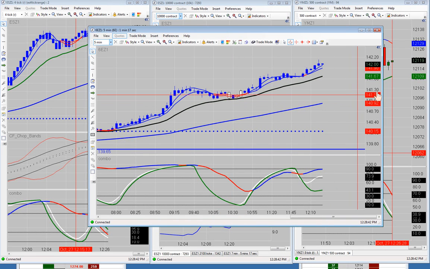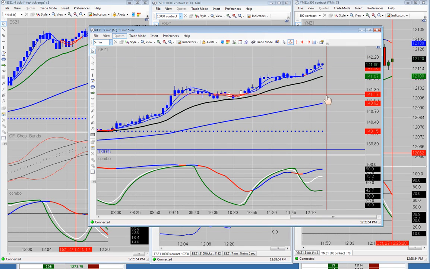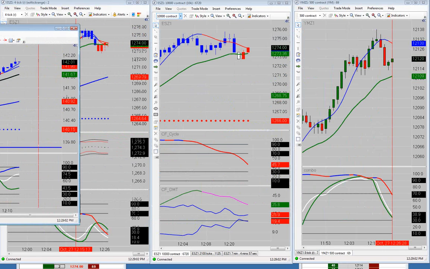And I mentioned that when it gets to the even numbers like 141, 142, 143, you'll often see a bounce. That one bounced from 141 all the way up here to 142 and 142.14. That's 100 ticks, or the equivalent of 25 points on the ES. All right, I just wanted to point that out as well.